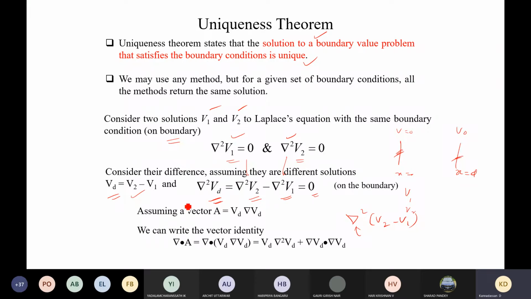And now we are going to assume a vector, and this vector has V del Vd. Why is this taken? Because later we want the del square operator to come into the picture. So first we have to check which mathematical identity has this del square V term. The simple one is del dot Vd dot del V. So this is the one that will give that, which is why this is taken as a vector. Now we take the divergence of that, and then you will get this operator. And we already proved this value is equal to 0.